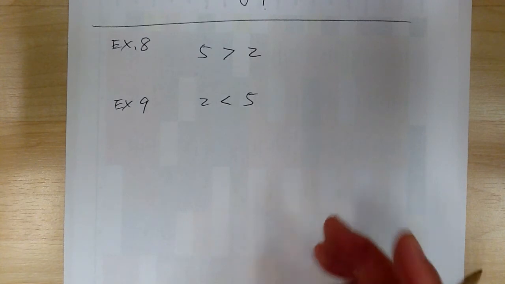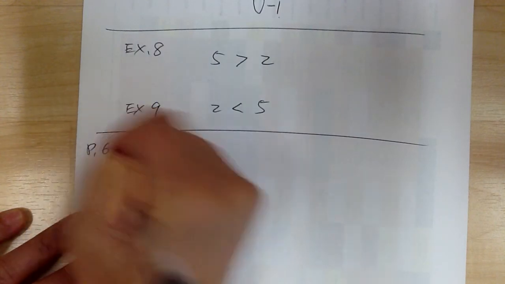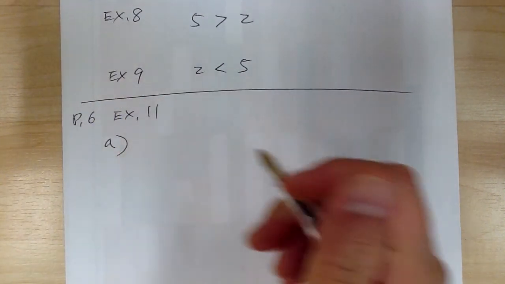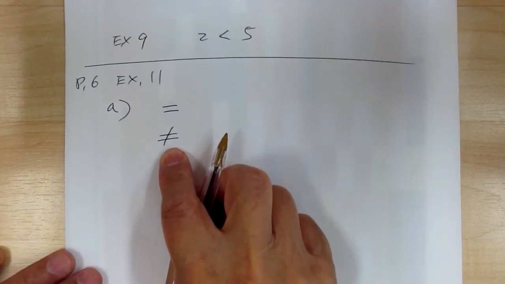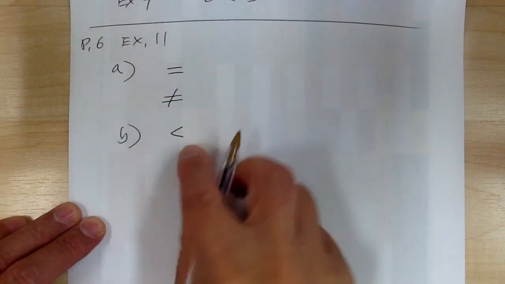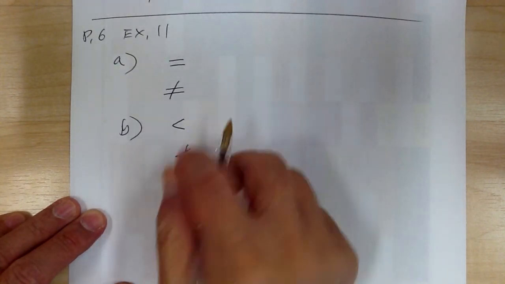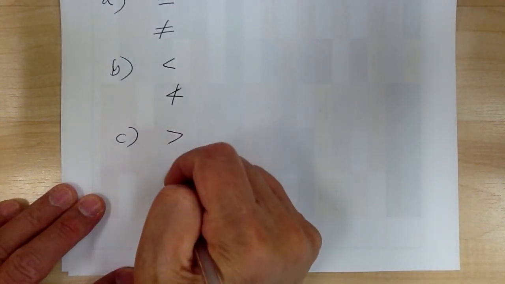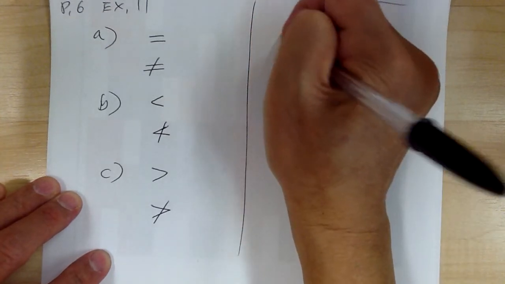Okay, now let's go to example 11 on page 6. So you need to know how to read math. So A. This means equal to. This means not equal to. Okay. So this is equal to, this is not equal to. B. This means less than. This means not less than. Okay. Let's go to C. This means greater than. This means not greater than. Okay. And D.